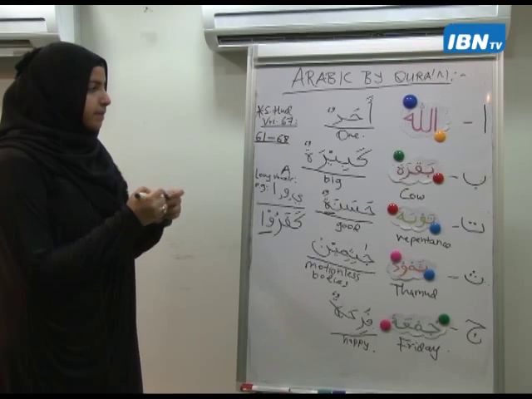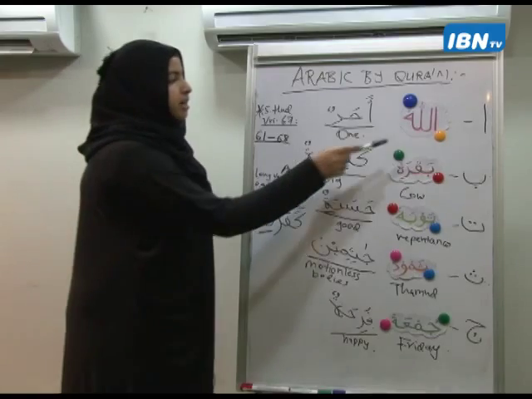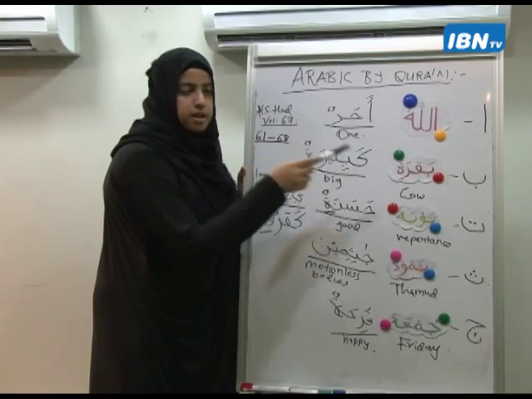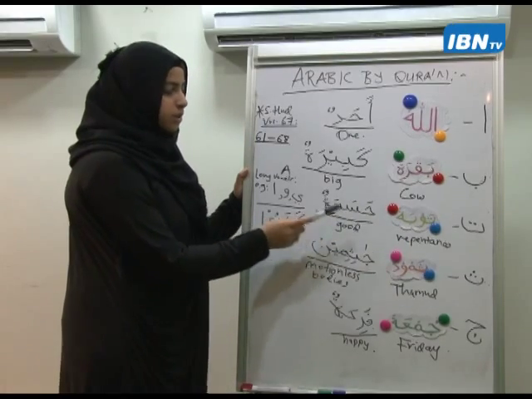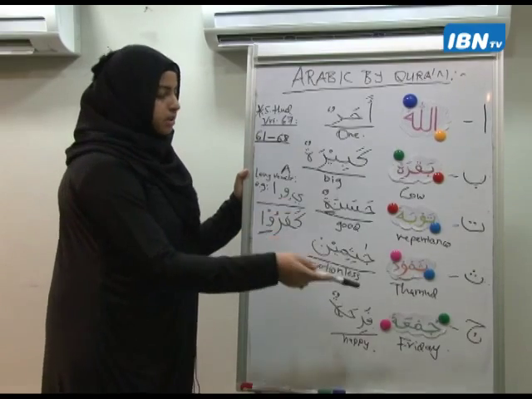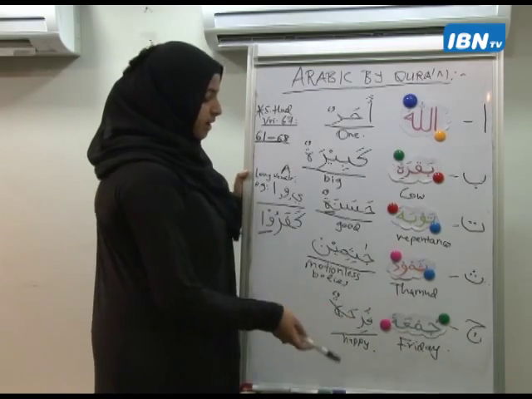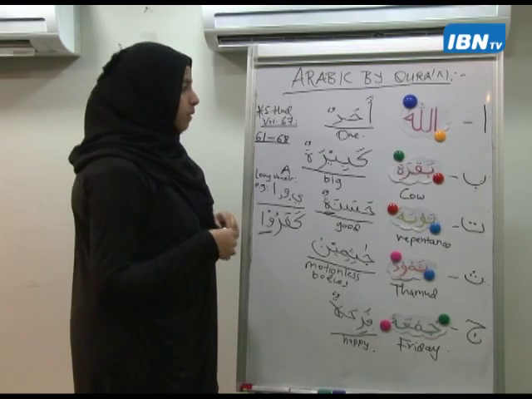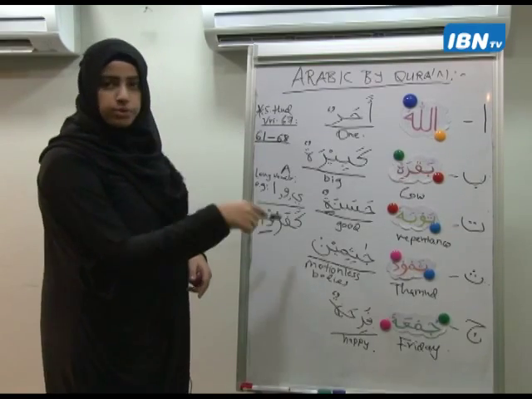Now we will be using these words. These were the sentences we looked at. Allahu Ahadun, Allah is one. Baqaratun kabiratun, the cow, a big cow. Tawbatun hasanatun, repentance is good. Thamudun Jathimin, Thamud had motionless bodies. Then Jum'atun farihatun, a happy Friday. Now we are going to be looking at interrogation. I'm going to interrogate you using these words.